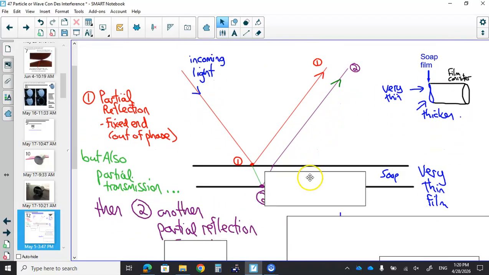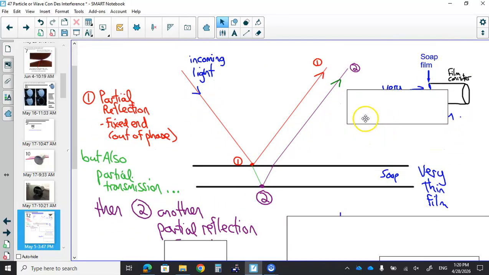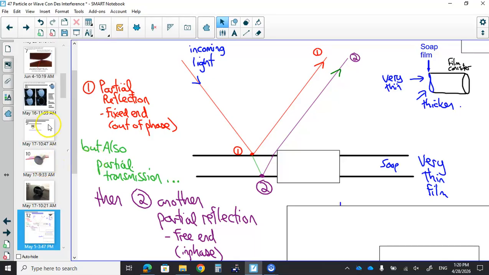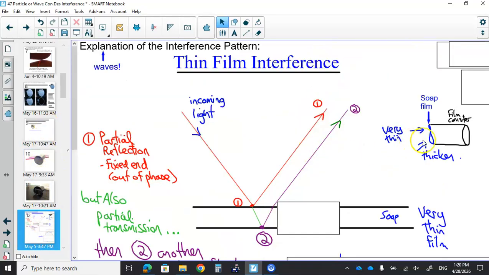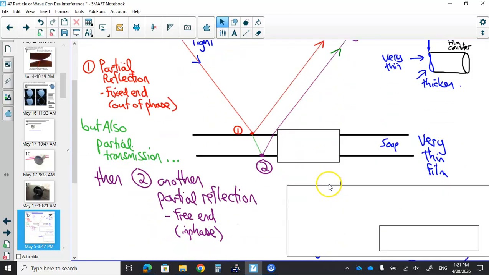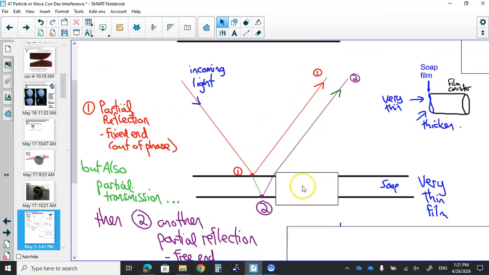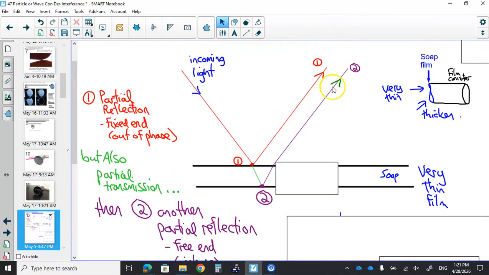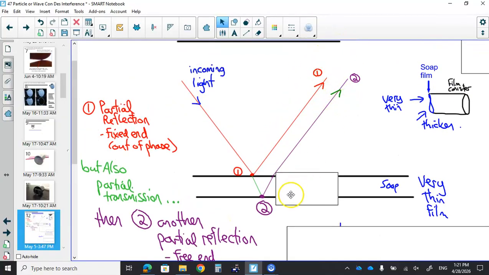So then it's going to reflect, but there's going to be a partial reflection on the back side of that soap film that you're visualizing. It reflects off the front edge and then reflects off the back edge. So off the back edge, it's a partial reflection off of essentially nothing, right? So that means that would be an in-phase reflection. So that means that these guys end up out of phase with each other, okay?